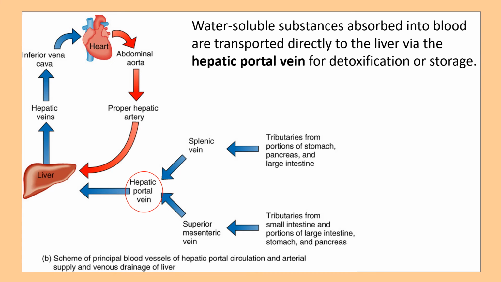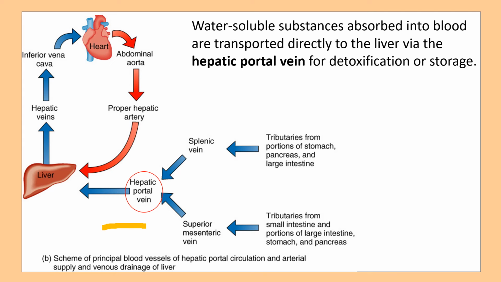Here we see a schematic diagram of blood flow through the hepatic portal system. So blood that's passed through the intestines and other regions of the GI tract does not immediately go back to the heart, but rather that blood travels through the hepatic portal vein to the liver.